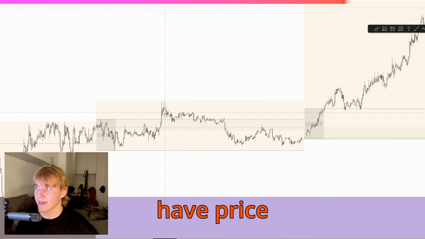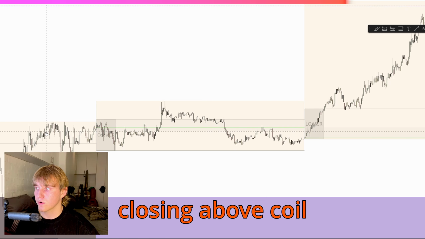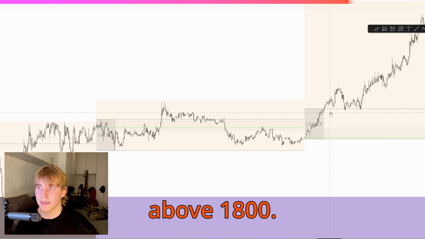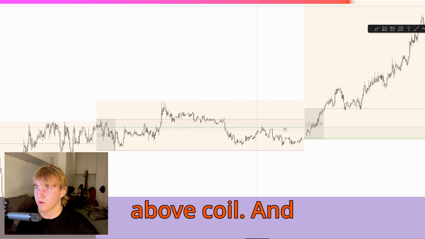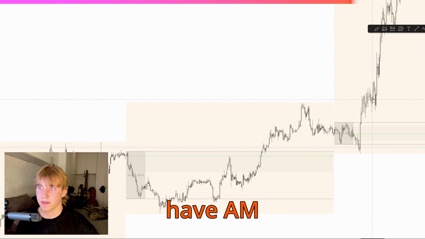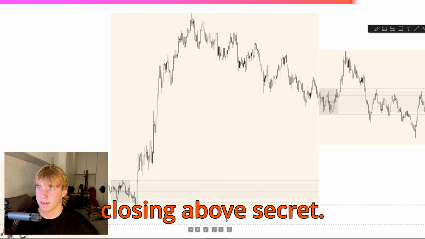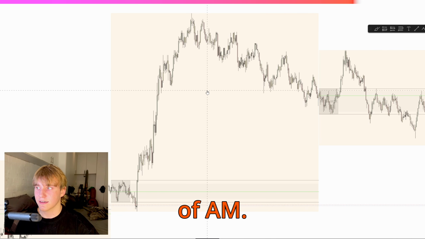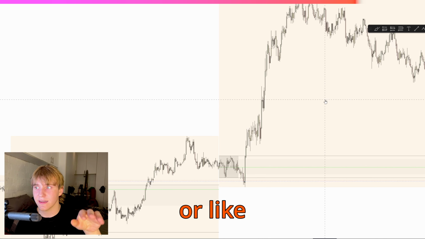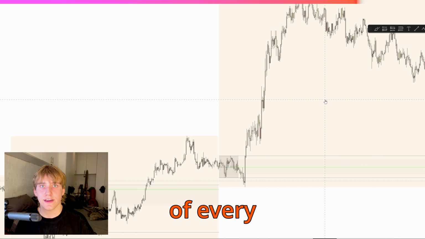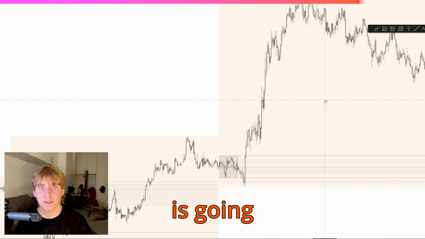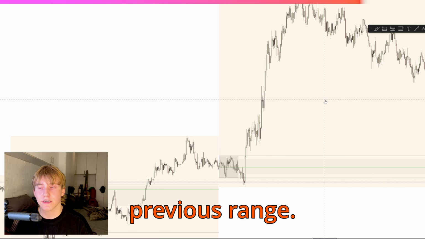Right here, we have price closing above coil, or 1800, coil closing above 1800. And then we have London closing above coil. And then we have secret closing above London. And then we have AM closing above secret. And then PM staying inside of AM. So everything is like daisy chaining or like reacting off of every previous profile, because that's what the profiles are there to tell us, is where price is going to react off of a previous range.